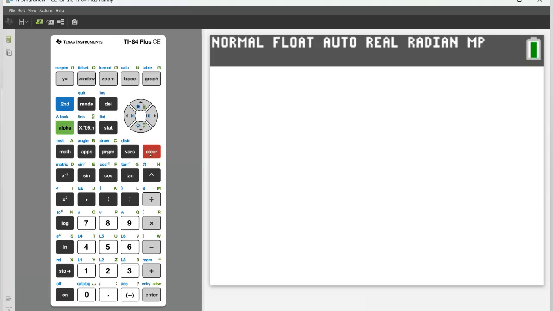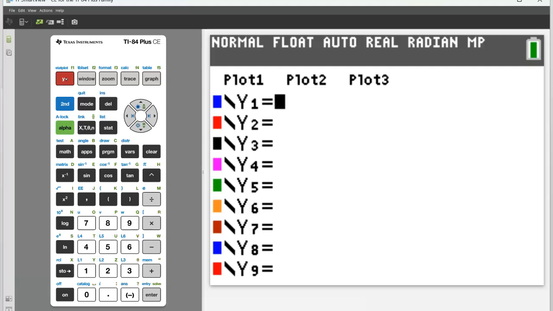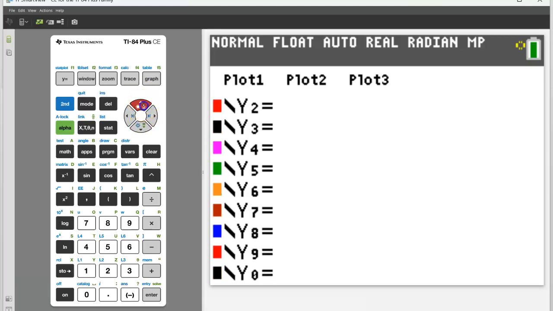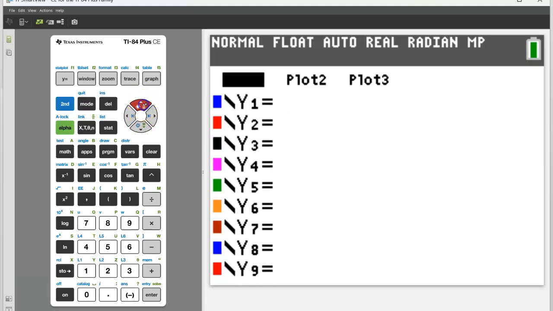You see a button that says y equals. It's up here. Go ahead and hit that button. Your calculator can hold up to 10 equations. Generally, we only use two at a time, but there may be other times where we would need more.